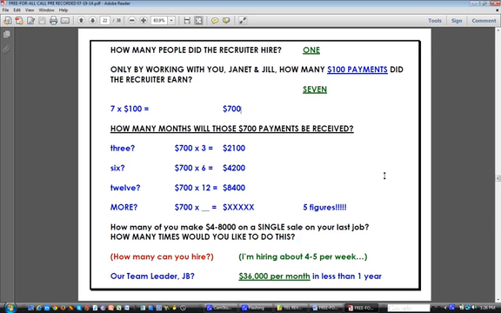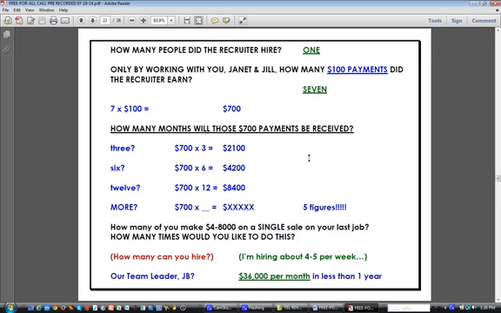$8,400 if a customer simply stays on the books for a year, and most of our customers stay on the books because we teach people how to duplicate. So what if it's more than a year? Then what kind of money am I making? So how many of you, just ask yourselves, how many of you make $4,000 to $8,000 on a single sale, either on your current or your last sales job? How many times would you like to do this? How many can you hire?